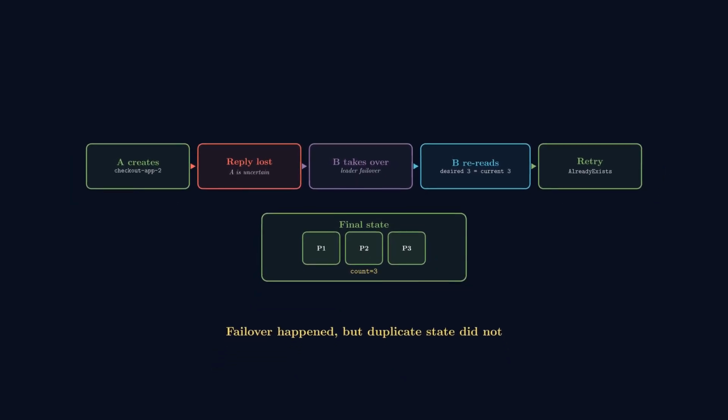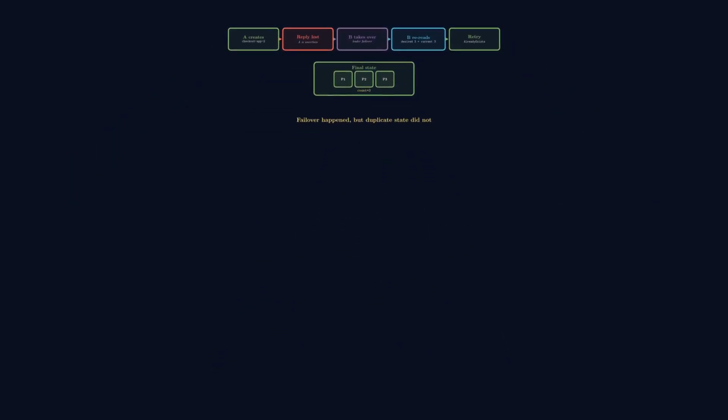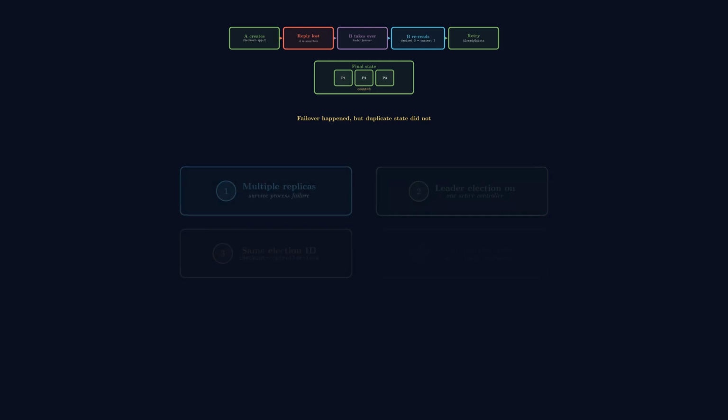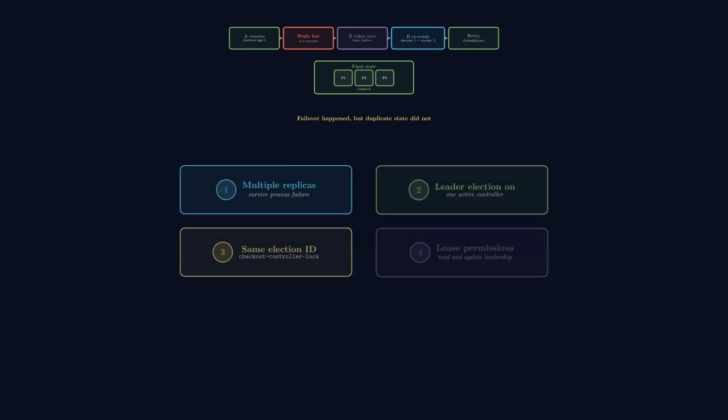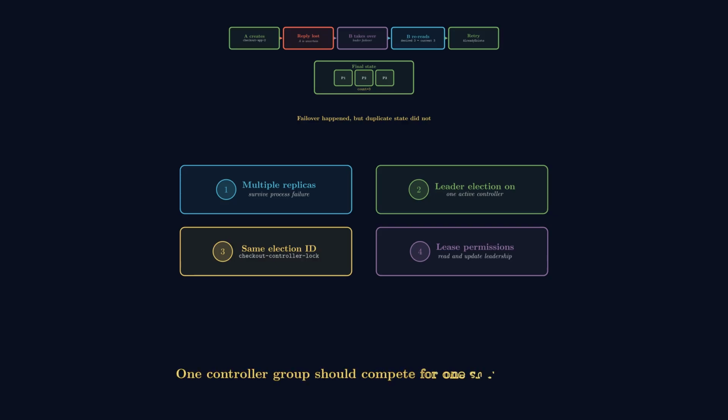For a highly available controller, the practical setup is straightforward. Run multiple replicas, enable leader election, give every replica the same election identifier for that controller group, and allow them to read and update the lease object. Unrelated controllers should use different election identifiers so they do not accidentally compete for the same leadership record.